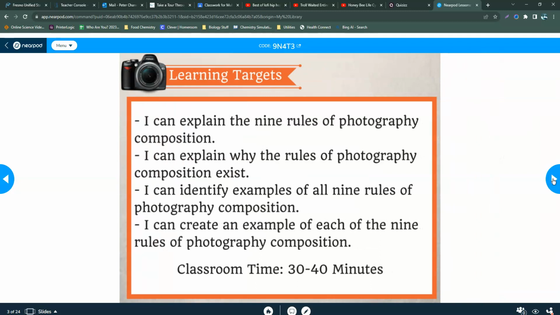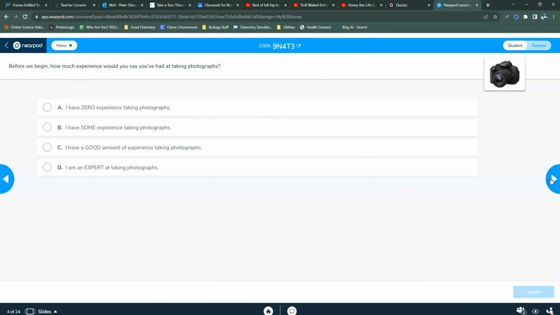So the learning targets. I'm going to explain the 9 rules of photography composition. We're going to explain why the rules of photography composition exist. We're going to identify examples of all 9 or 10. There's one that's combined. You'll see what I mean when we get there. And then we're going to create our own examples after we've found some examples online.